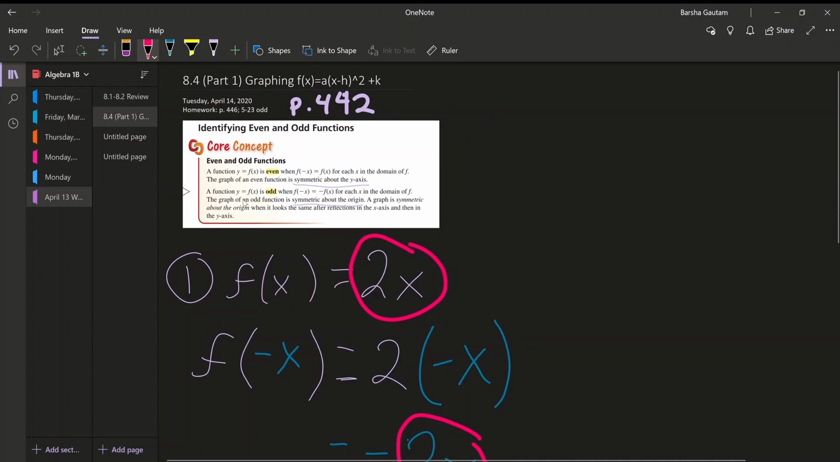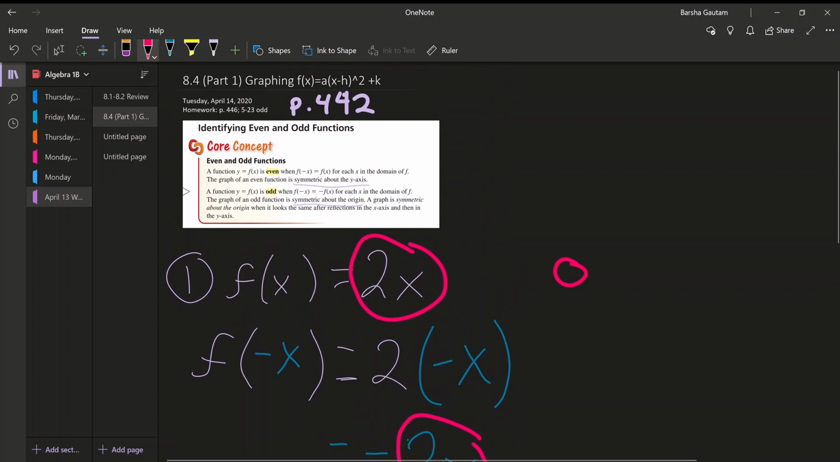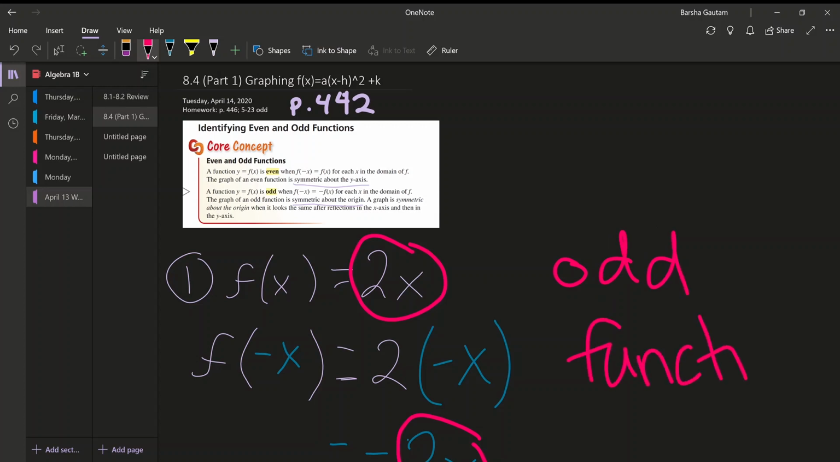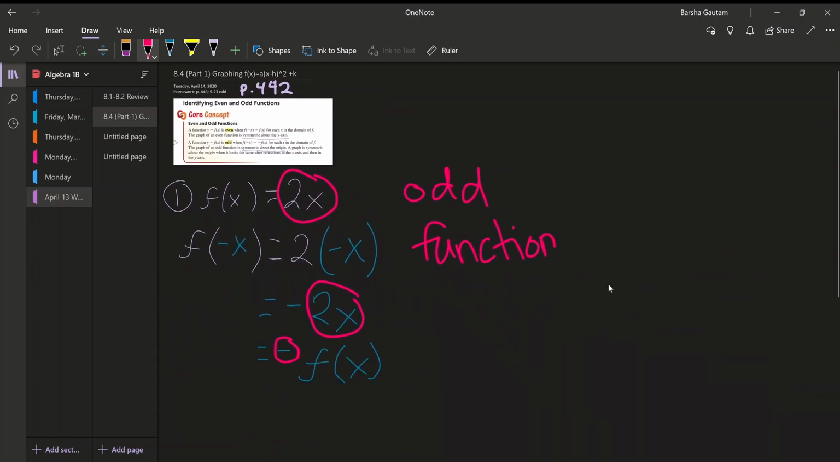Let's look at our second one. It's odd if f of negative x is equal to negative f of x. Yes, it is equal to negative f of x. So that means this one is an odd function. Let me write that a little better. Odd function. So this one's odd because f of negative x is equal to negative f of x. Okay, so pause this video, look over it one more time, try it by yourself. We're going to move on to the next one now.